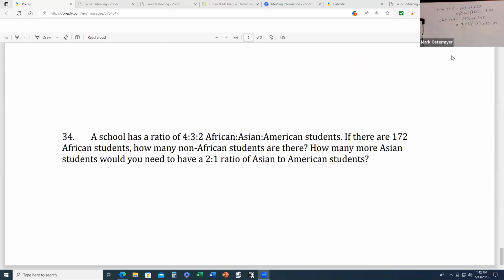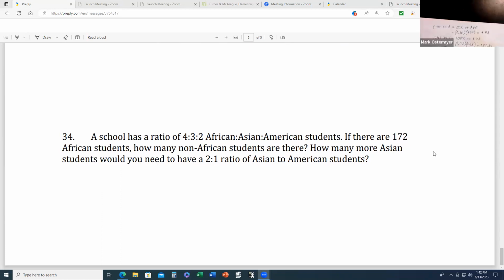Now look at this one here. Number 30, the school has a ratio of 4 to 3 to 2 of African, Asian, American students. If there are 172 African students, how many non-African students are there? How many more Asian students would you need to have a 2 to 1 ratio of Asian to American? You understand ratios?